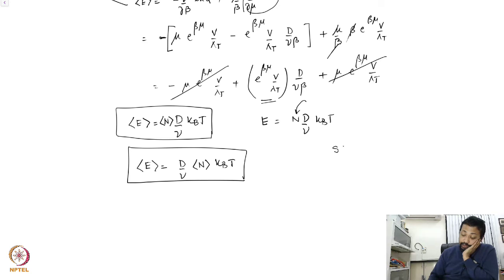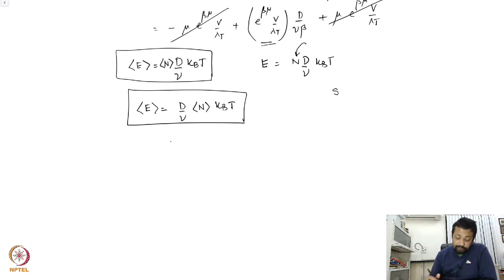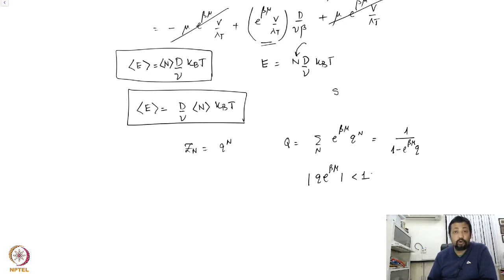I invite you to calculate the entropy, and you will see the same phenomenon, that the N and the E are replaced by average E and average N. Finally, very quickly, if my N particle partition function Z_N is just q to the power N, then the grand canonical partition function becomes the sum over N of e to the power beta mu q to the power N, which is 1 over 1 minus e to the power beta mu times q, with the understanding that e to the power beta mu q is less than 1, right? So we'll conclude our section on the canonical ensemble here.